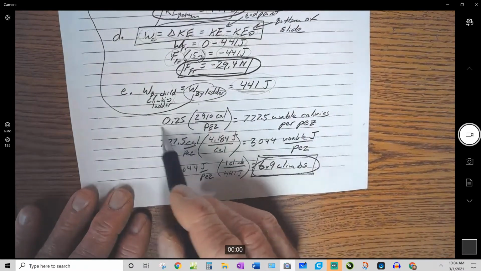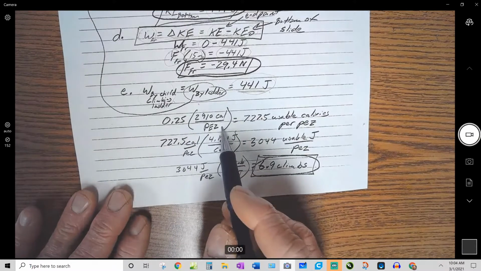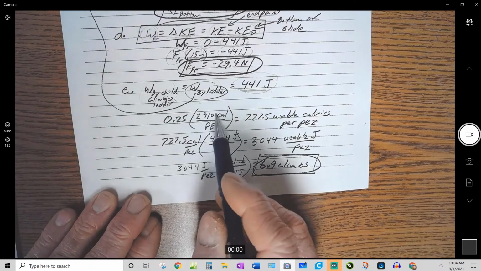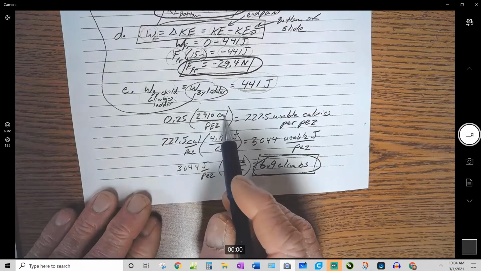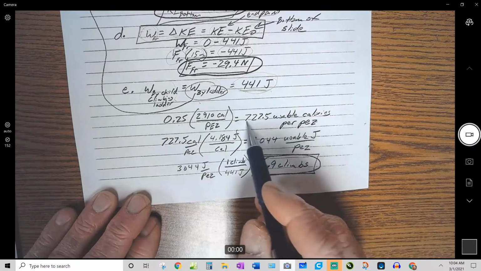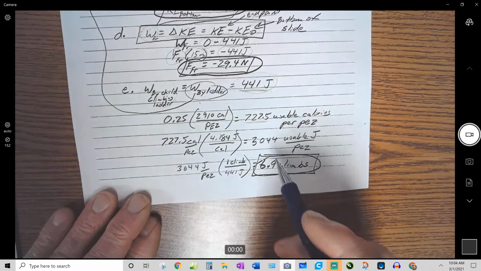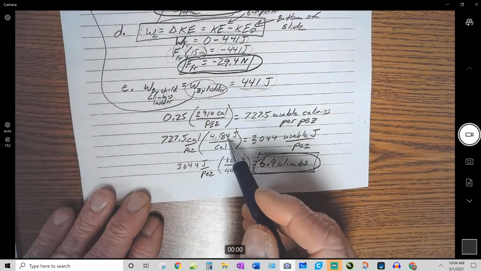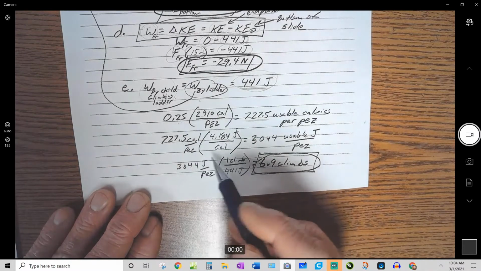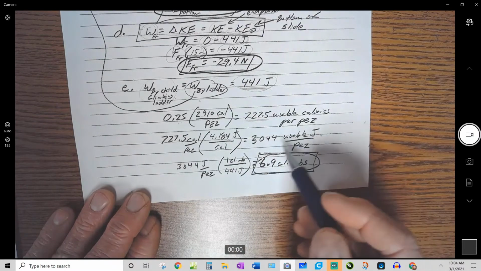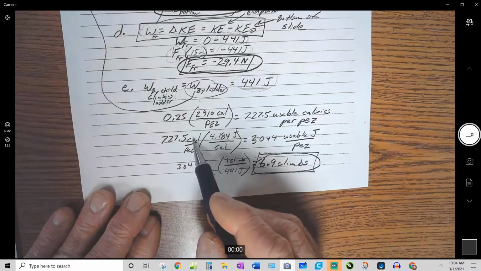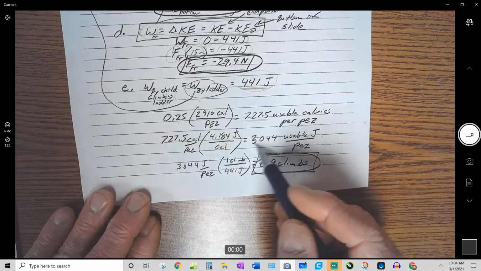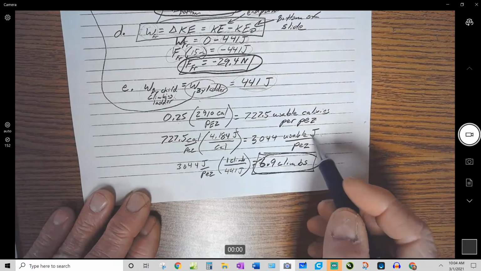Here, I'm just figuring out how many usable calories there are in that Pez. 2.91 calories is 2,910 actual calories, and 25% of that is 727.5 calories per Pez. And there are 4.184 joules per calorie. I've got to get to joules here, so I'm figuring out how many joules there are per Pez. If I multiply calories per Pez times joules per calorie, the calories cancel out, and I get 3,044 joules per Pez.